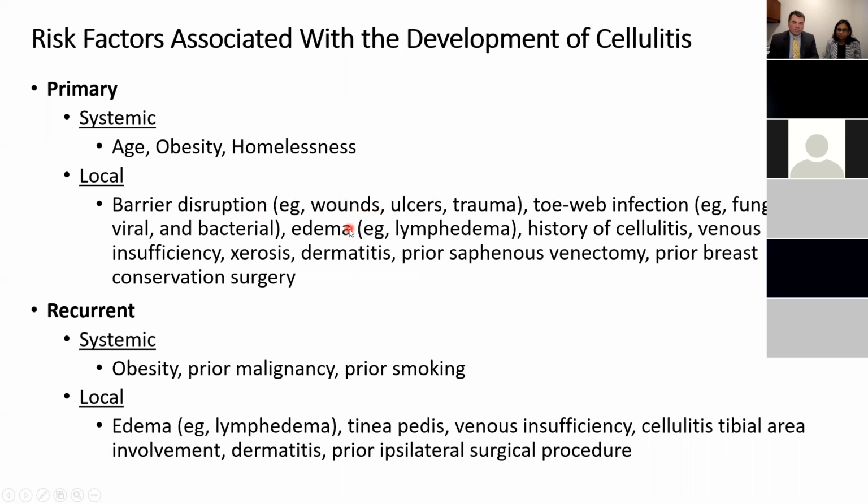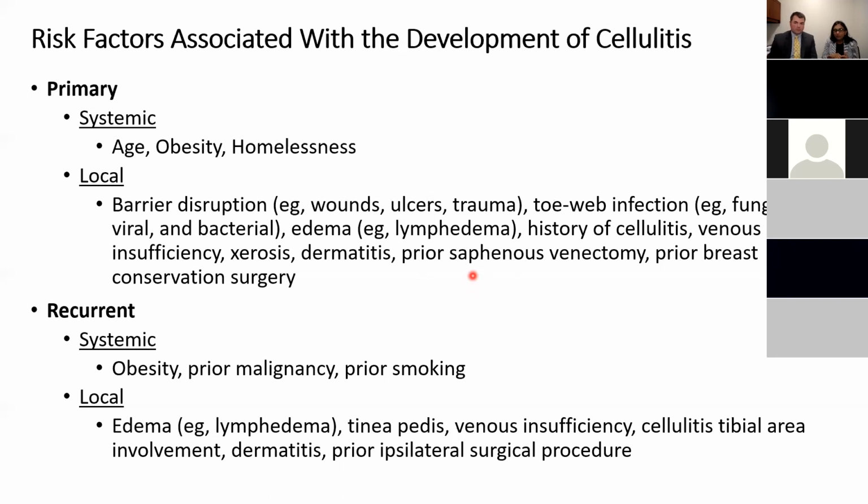So when I think of this, it's usually local, so they have a break in the skin, and then things that will hurt the vascular supply, the blood supply to that area, so it makes it hard for their body to heal if their blood can't get there. Another for recurrent cellulitis, again, same thing as obesity, if you have a prior history of malignancy, but smoking is a big one. Yes.